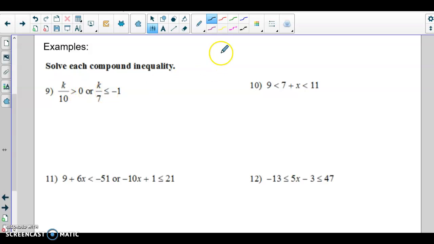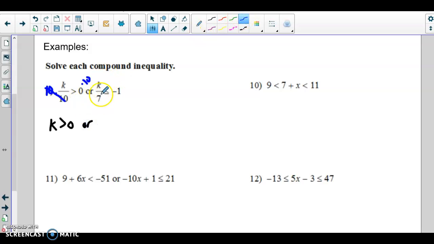So 9, here we have a compound or inequality. To solve a compound or inequality, I solve the left inequality, and then I solve the right one. If I look at my left inequality, I'm ignoring the other side. I'm just looking at k over 10 greater than 0. I'm going to multiply both sides by 10, just like we did in the previous video, and I get k is greater than 0, because 0 times 10 is 0. Or, now I go back and I solve the second inequality.